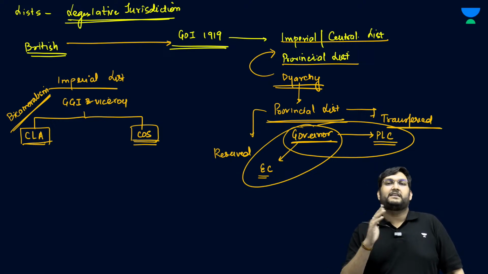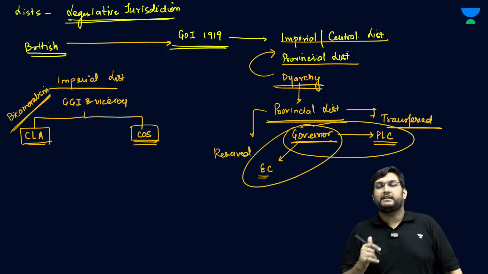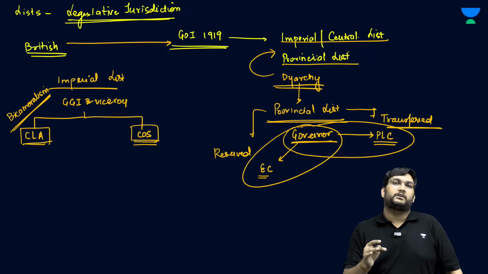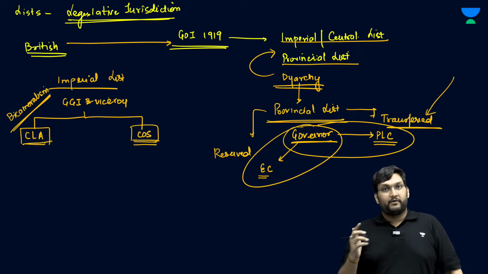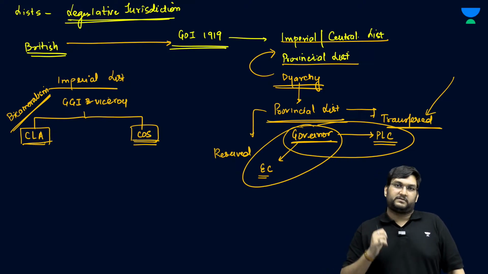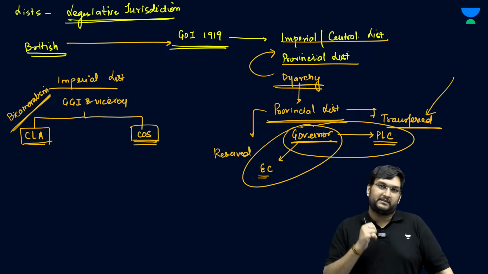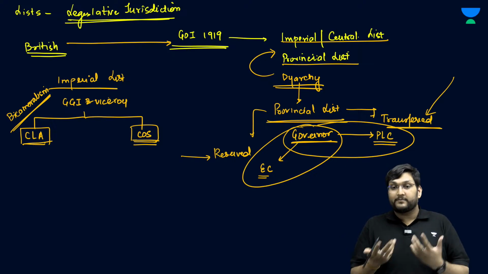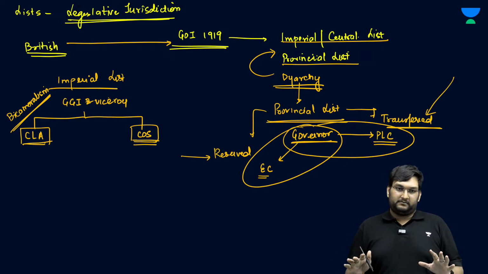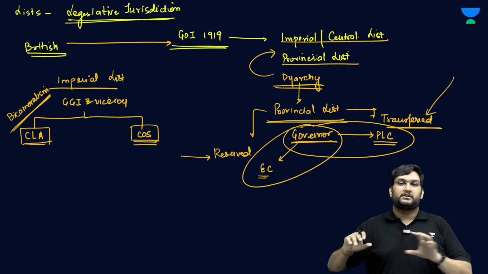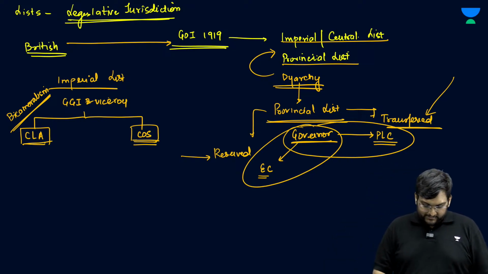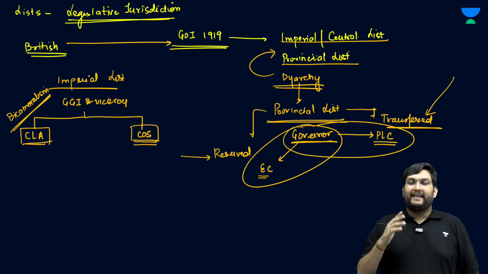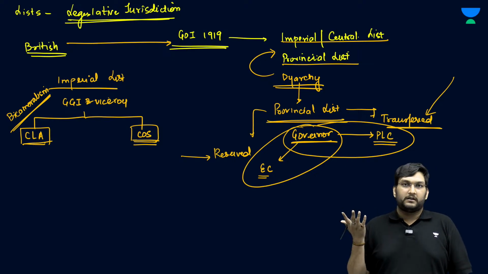Mostly transferred subjects are things which the British did not really care about after a point. By 1919 they don't care about education, sanitation, water management, local self-government. These are things which they don't care about. That goes under transferred. However, they still care about customs. They still care about the taxes. They still care about, within reserved, the concept, for example, of law and order and police. So this is called hierarchy. This is called bicameralism, two houses. This is called hierarchy.